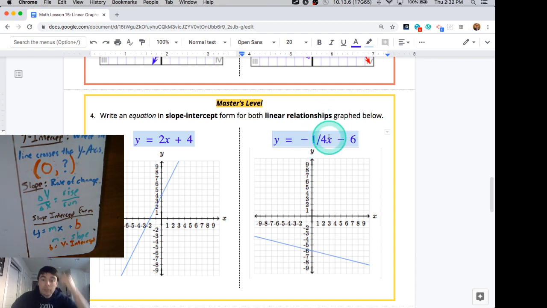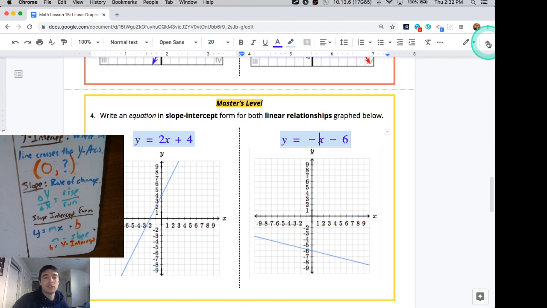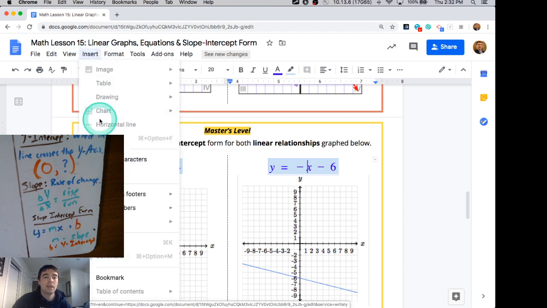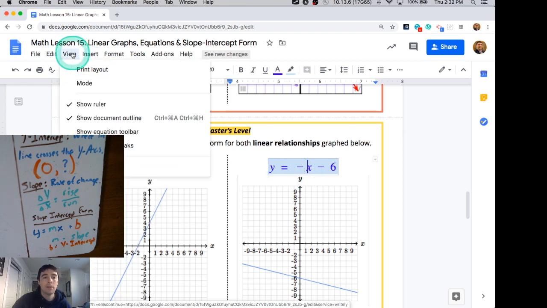It's fine to write the fraction that way as -1/4 if you really want to get fancy. There's a way to insert a fraction into Google Documents. I'm going to show you that, but again, it's totally fine to use the slash. If you hit insert and then equation, that helps you type equations. As you can see, I'm already in an equation, so they've grayed out that option. I'm instead going to just show the equation toolbar from view.